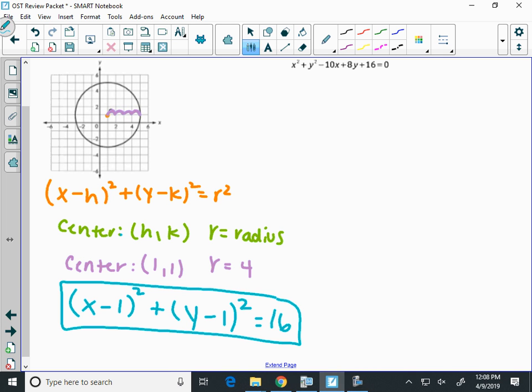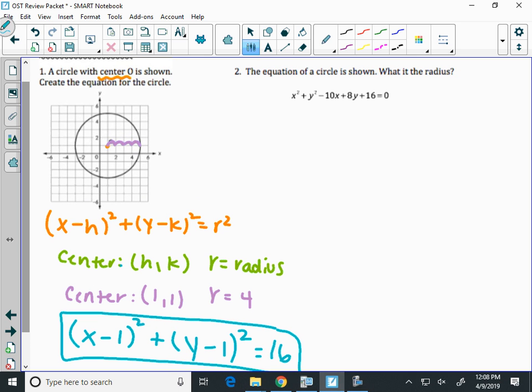Questions over there? Okay. If we take a look at number 2, it says the equation of the circle is shown. What is the radius? So when we're given the equation of a circle and it's not in standard form, so it's kind of this jumbled mess of x's and y's and numbers, what are we going to use to help us answer this question? What are we going to plug this into? Desmos. Yes, we can plug this into Desmos.